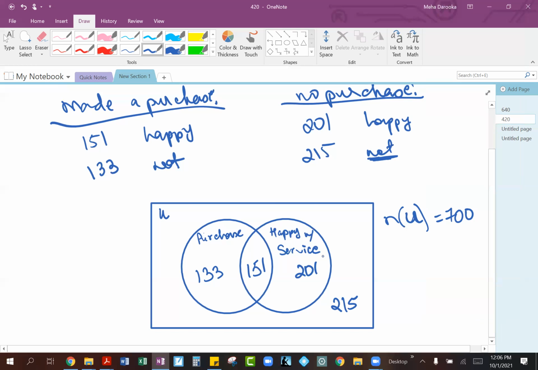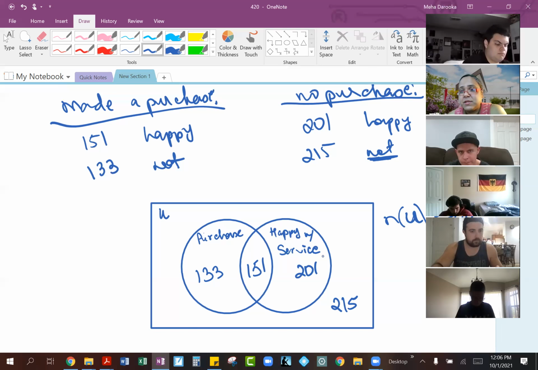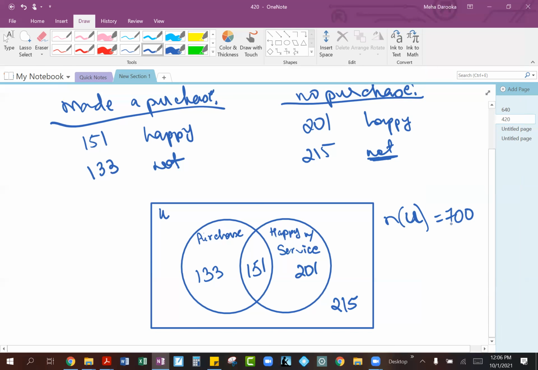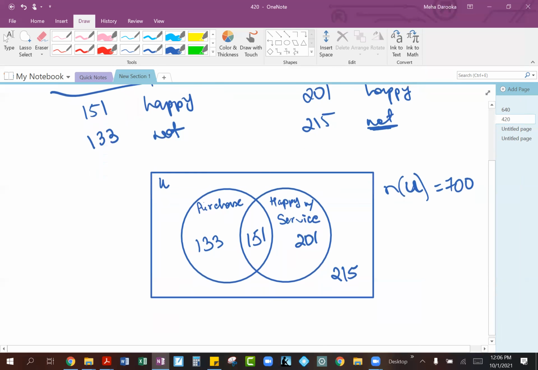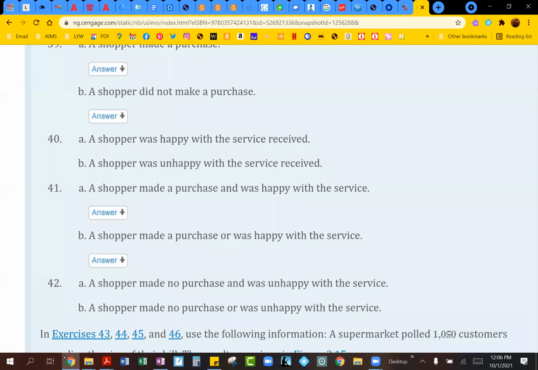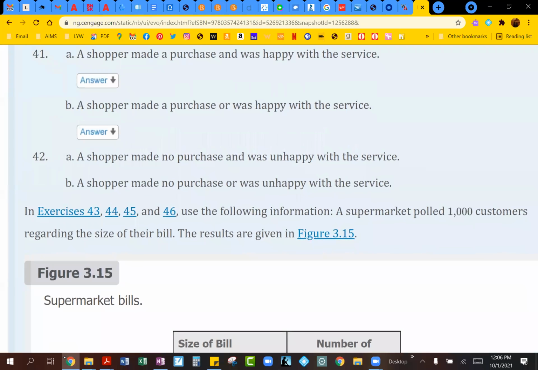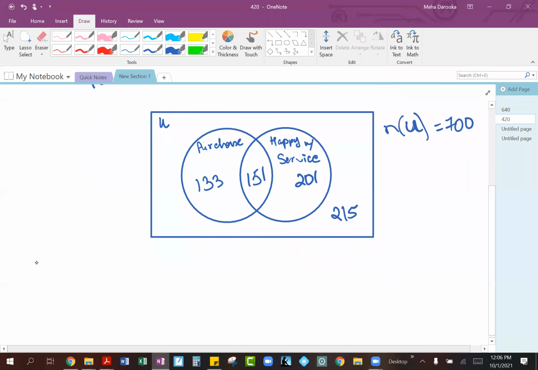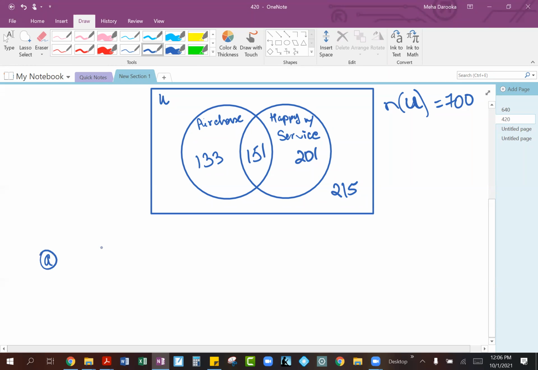So does this add up to our 700? Do these four numbers add up to 700? Just verify that. Yeah, they do, because we know it has to come out to be our total number of shoppers. So once you have your little Venn diagram, we can go ahead and answer our questions from number 42. A shopper made no purchase and was unhappy with the service. So who falls under that category? No purchase and unhappy with the service.